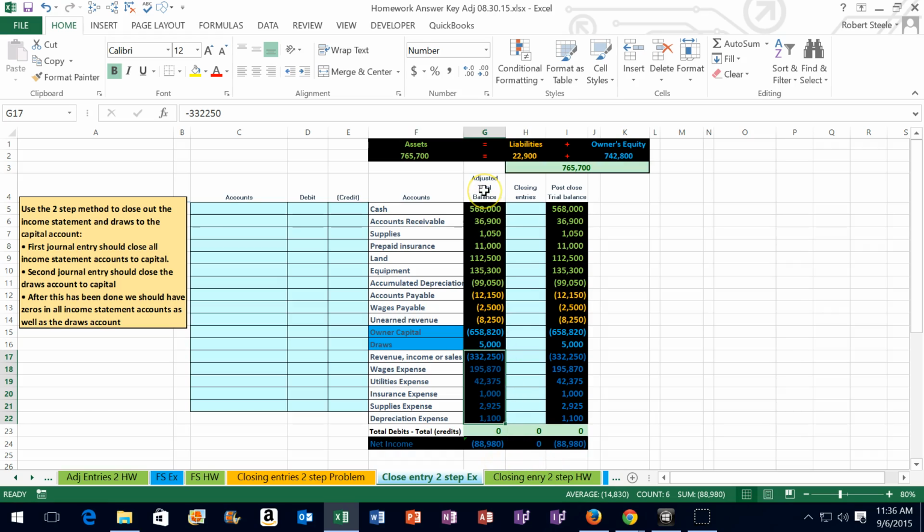We are now going to do the closing process here. So if we take a look at our directions, we're going to use the two-step method to close out the income statement and draws to the capital account. First journal entry should close all income statement accounts to capital. Second journal entry should close the draws to capital. After this has been done, we should have zeros in all income accounts as well as the draws account.